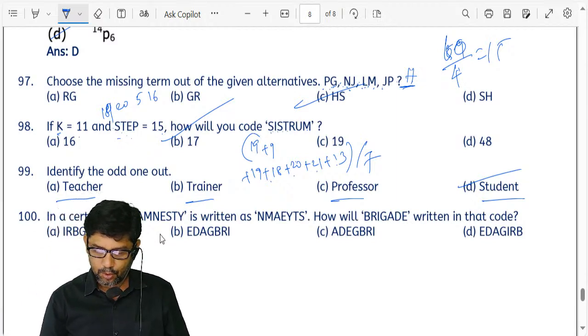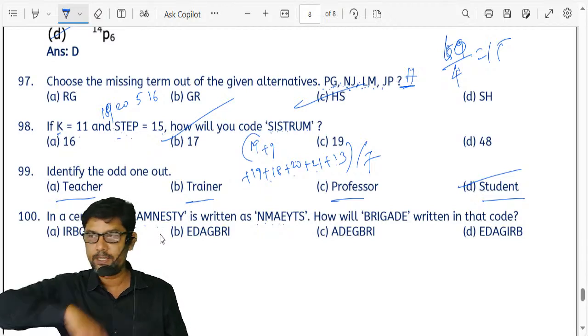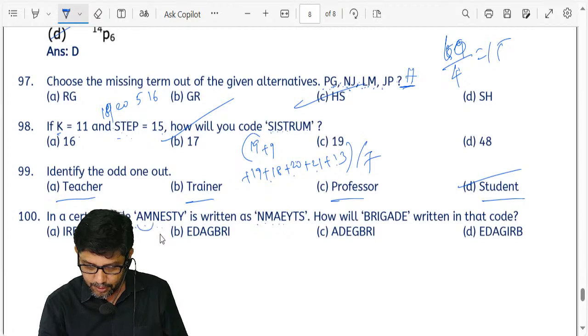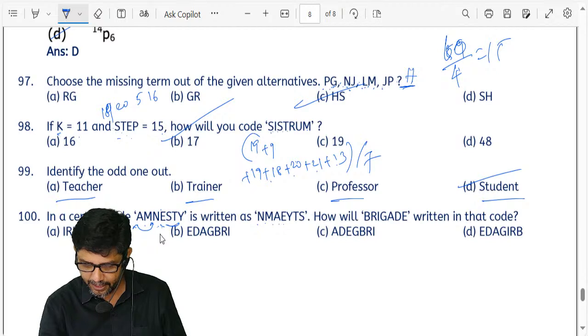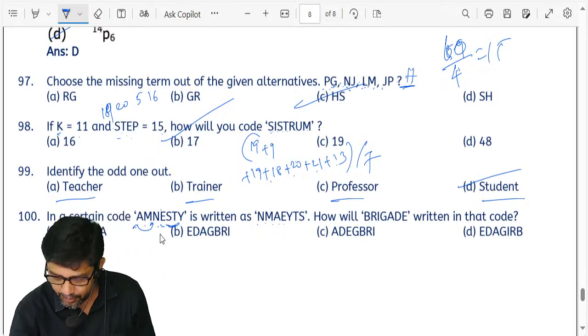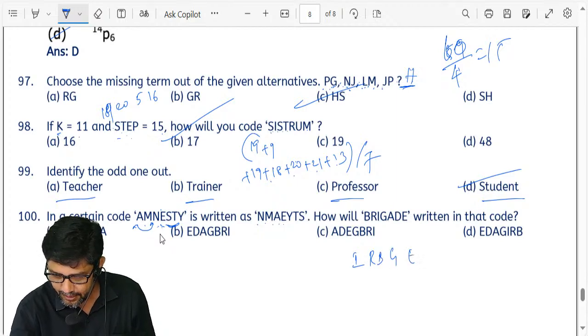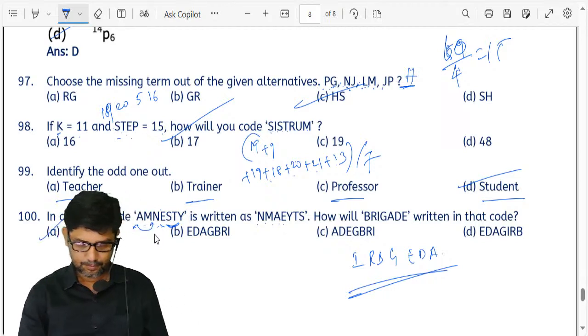In a certain code, AMNESTY is written as NMAEYTS. By looking at this, one thing we come to know is that they are collapsing. Of course, here it is a mirror image. Am I right? And after that, E in the same place and the mirror image. Am I right, my dear? Fine. The same logic. So R has to be here. IB, G same place, EDA. Option A.